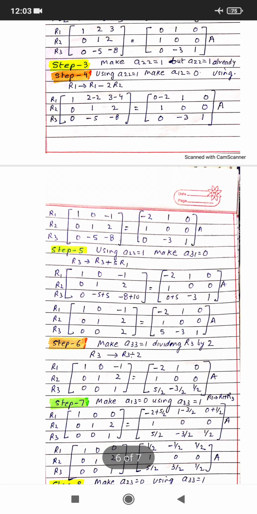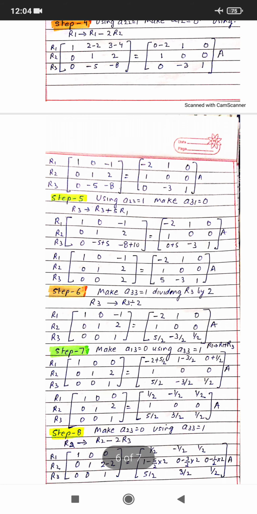Now we are supposed to make A32 zero using A22 equal to 1. How do we do it? In the third row, we add 5 times the second row. Please see the third row. What does the third row become? 0, minus 5 plus 5, minus 8 plus 10, 0, plus 5, minus 3 and 1. So the left side becomes 1, 0, minus 1, 0, 1, 2, 0, 0, 2. Right side becomes minus 2, 1, 0, 1, 0, 0, 5, minus 3, 1.